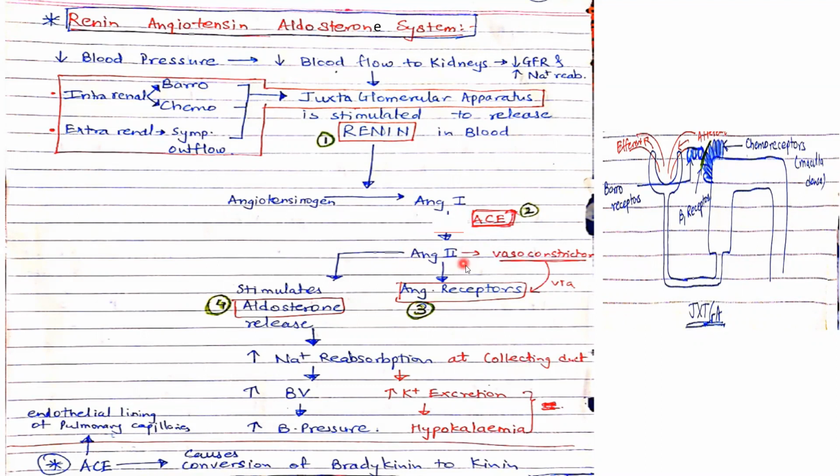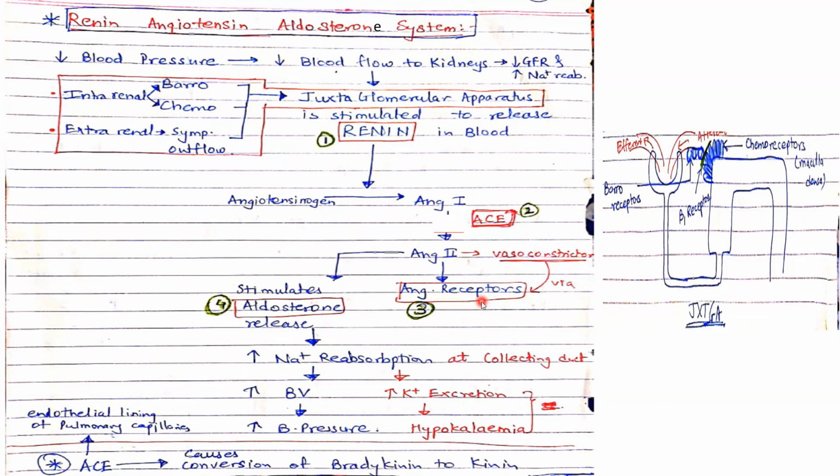Once angiotensin 2 is formed, it has many functions. Angiotensin 2 is a potent vasoconstrictor. So what will it do? It will constrict the blood vessels. Blood vessels constrict, that leads to an increase in blood pressure. So it is a negative feedback mechanism. Input was decrease in blood pressure, output is increase in blood pressure. This is one action. And angiotensin 2 does it when it binds to angiotensin receptors.